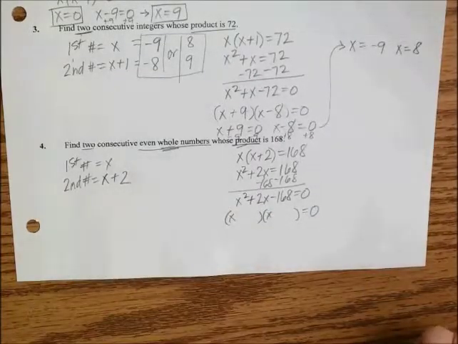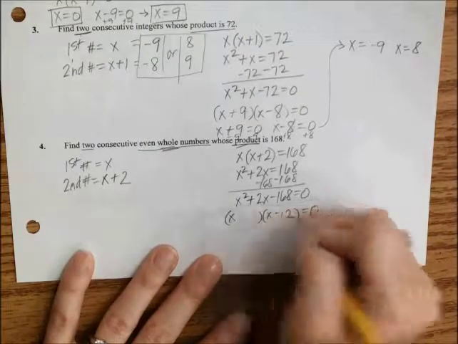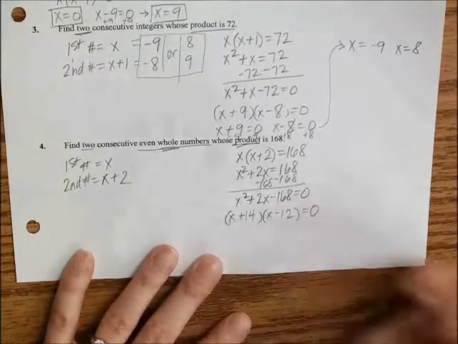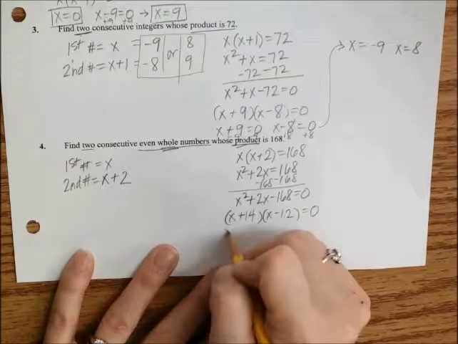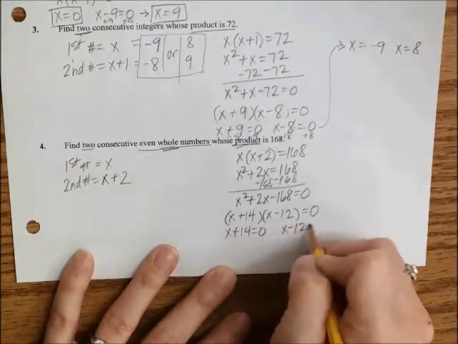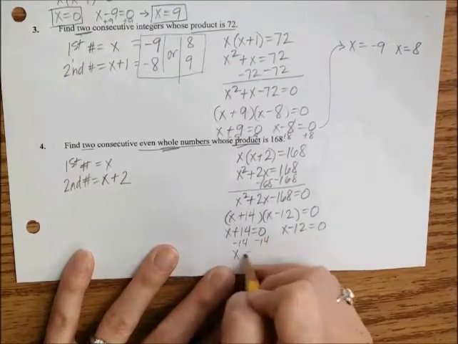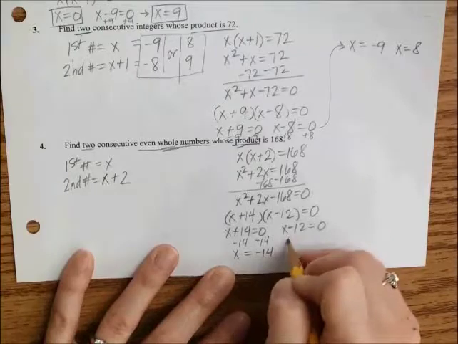This is where, you know, when you're doing your homework, go ahead, use a calculator, help you out. I don't expect you to know the factors, but since this is notes, I can help you out. I'll tell you that it's negative 12 and positive 14. Then we set each factor equal to 0.